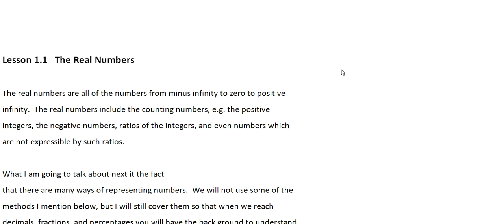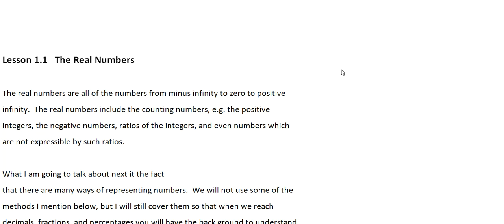The real numbers. The real numbers are all of the numbers from minus infinity to 0, all the way to positive infinity. The real numbers include all the counting numbers, in other words, the positive integers, 1, 2, 3, 4, 5. The negative numbers, minus 1, minus 2. The negative numbers being, for instance, what number plus 2 is equal to 0? Well, it would be minus 2. So that gives us the negative numbers.